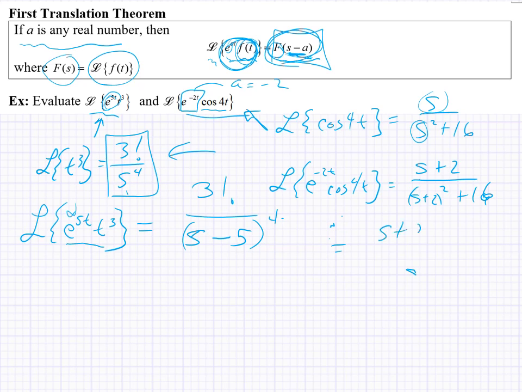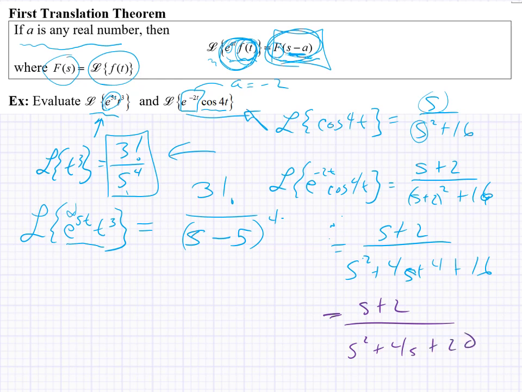So I have s plus 2 over, this will be s squared plus 4s plus 4 plus 16. So I end up with s plus 2 over s squared plus 4s plus 20. And that would be the Laplace transform for e to the negative 2t cosine 4t.